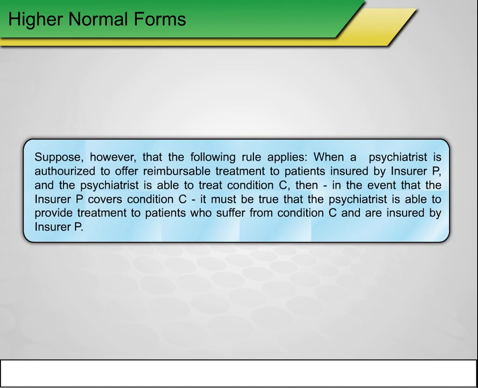Suppose, however, that the following rule applies. When a psychiatrist is authorized to offer reimbursable treatment to patients insured by the insurer P, and the psychiatrist is able to treat condition C, then in the event that the insurer P covers condition C, it must be true that the psychiatrist is able to provide treatment to patients who suffer from condition C and are insured by the insurer P.